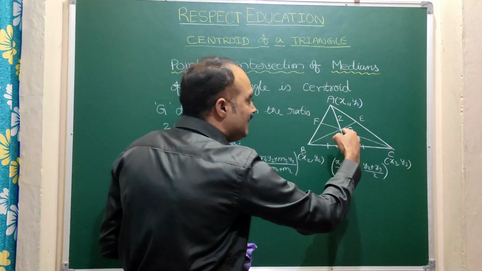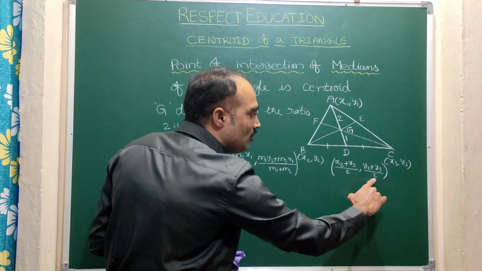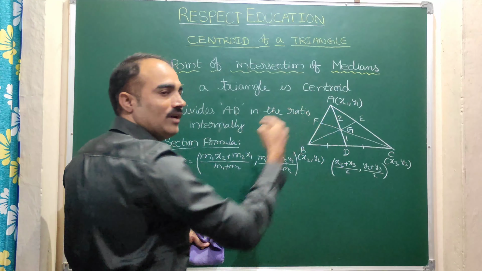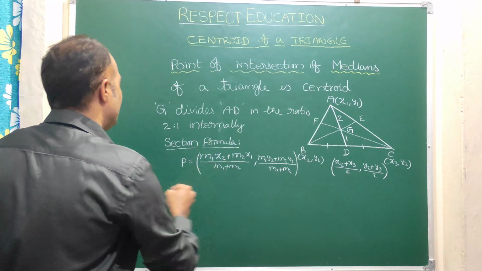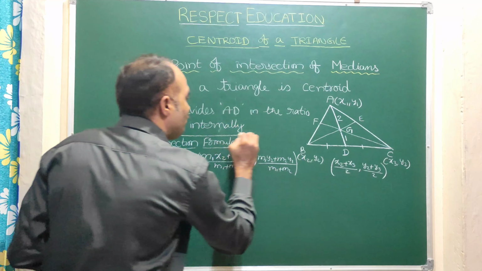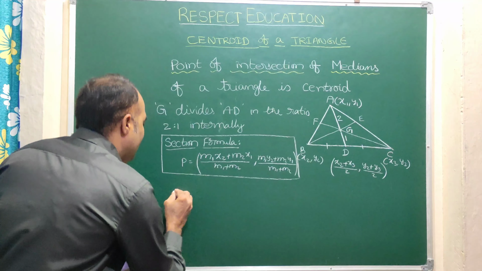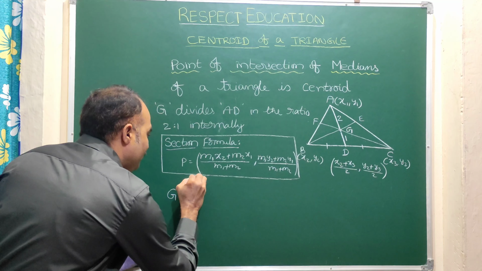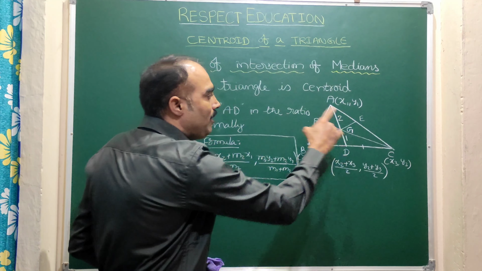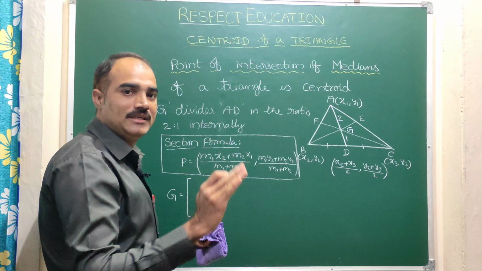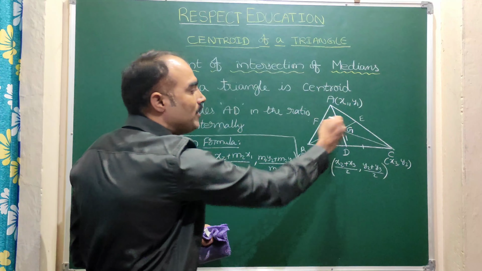Here let us see, G divides A(x1, y1) and D((x2 + x3)/2, (y2 + y3)/2) in the ratio 2:1. So let us substitute these values in the section formula, so that we are going to get the coordinate points of the required centroid. Clear? So here let us find G. For this, in earlier videos also I have told you the application of section formula in an easy method. Those who are missing, you can please go through the previous videos to get the complete information.